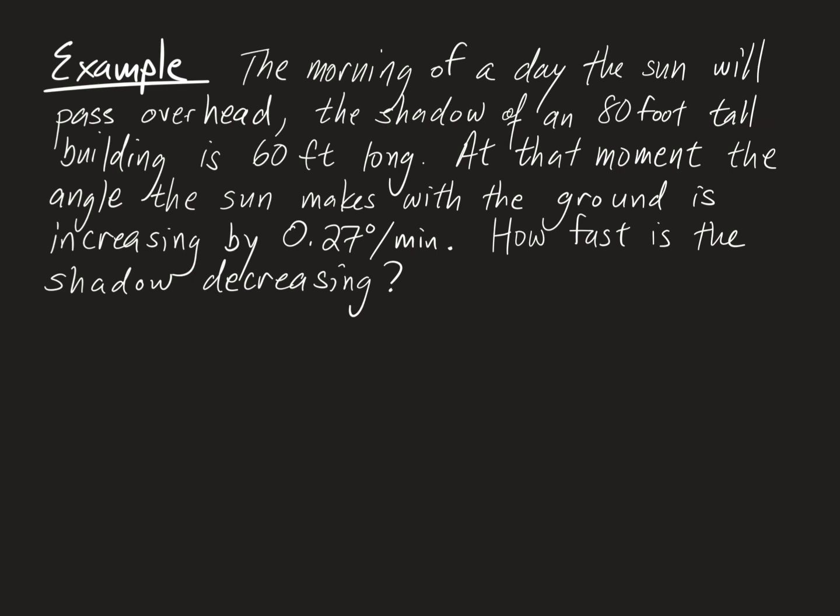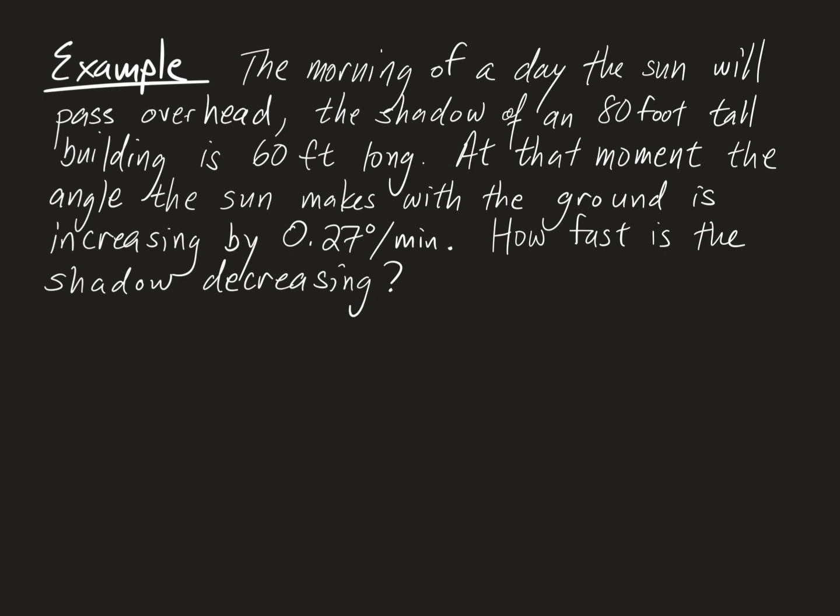Last example. The morning of a day, the sun will pass overhead. The shadow of an 80-foot tall building is 60 feet long. And I'm going to say it here, on completely flat ground. At that moment, the angle the sun makes with the ground is increasing by 0.27 degrees per minute. How fast is the shadow decreasing?